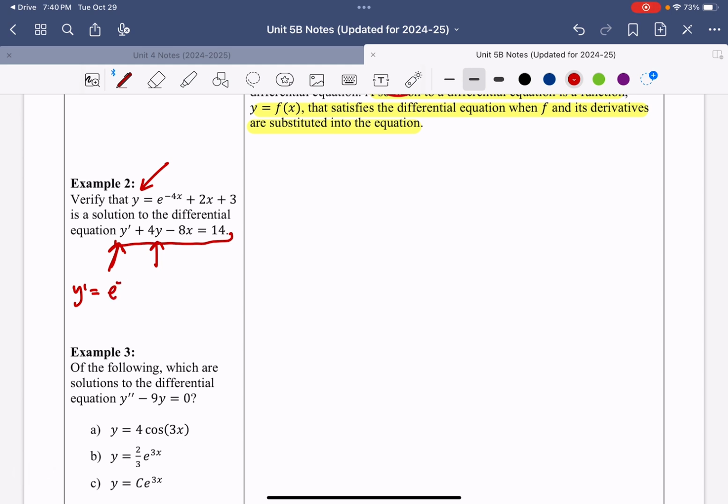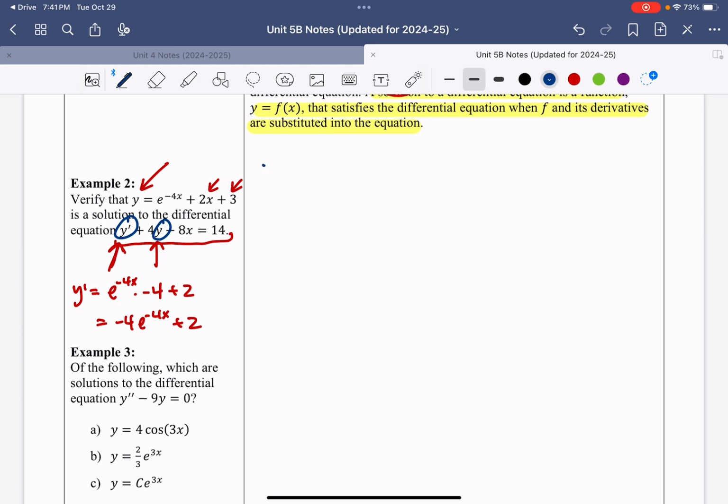So e to the negative 4x times the derivative of negative 4x, which is negative 4. The derivative of 2x is 2, and the derivative of 3 is 0. So y prime is equal to negative 4 e to the negative 4x plus 2. So I'm just going to substitute y prime and y into this equation, and then let's combine our like terms.